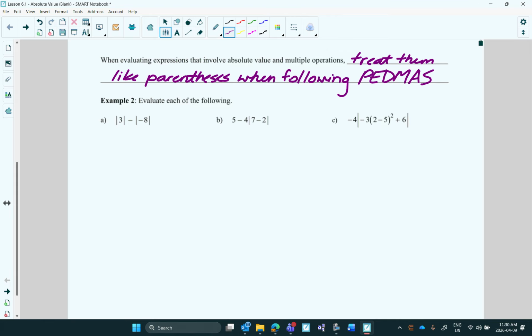So I've actually got something to do in the parentheses section. I've got to take the absolute value of these first and then subtract those two answers. So the absolute value of 3, the absolute value of -8, so it becomes 3 subtract 8, which is -5. Okay.